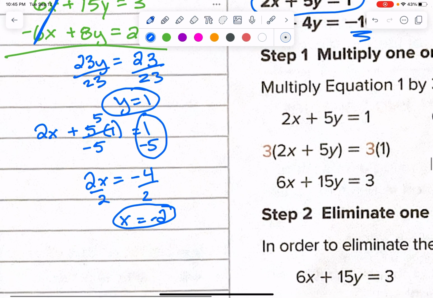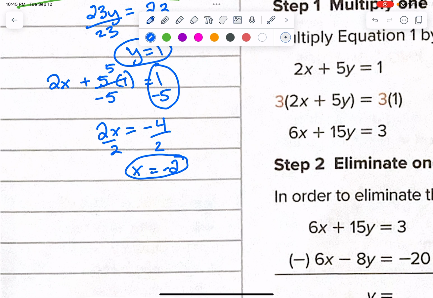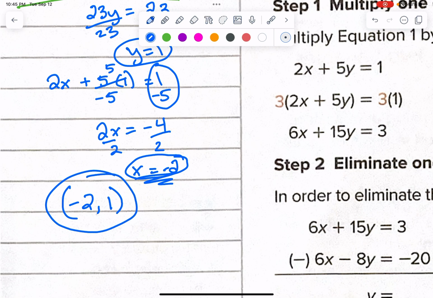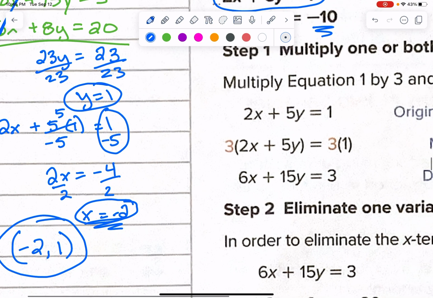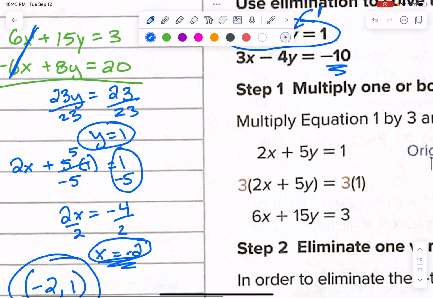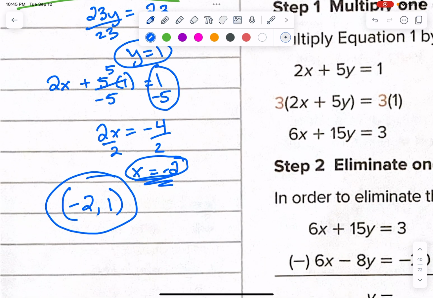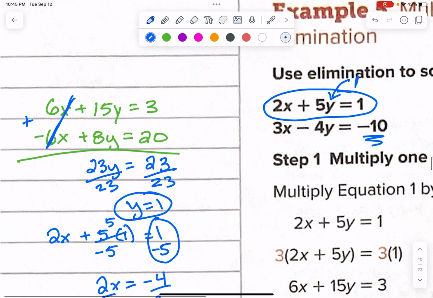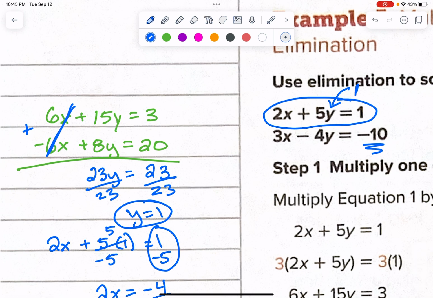And then I'm going to write my answer as an ordered pair. So x was negative 2, y was 1, so I have negative 2 comma 1. And again, that's the place where the two lines cross each other, okay? Those two linear functions. So that one did come out with a really nice answer, okay?